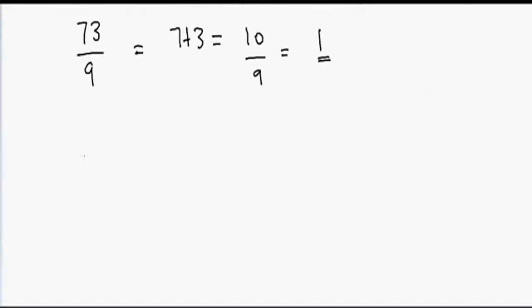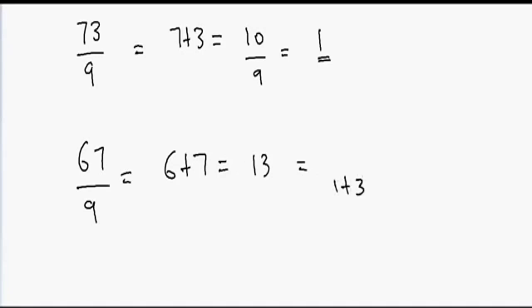Again, if I have 67 and I want to divide by 9, in that case 6 plus 7 is equal to 13, and again 1 plus 3 is equal to 4, so the remainder is 4. Another way is to divide 13 by 9, in that case you will also get 4. So if you divide 67 by 9, the remainder should be 4.